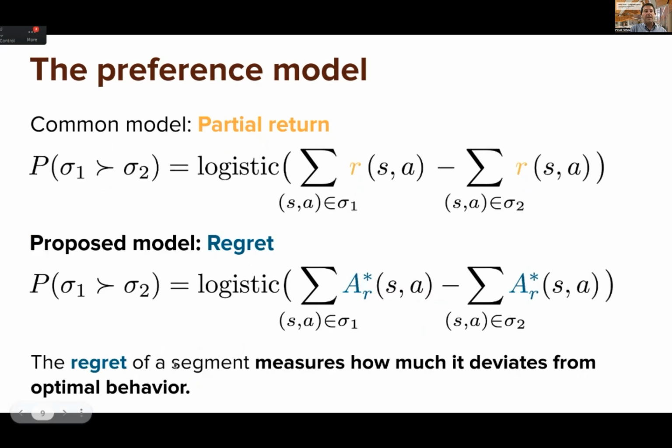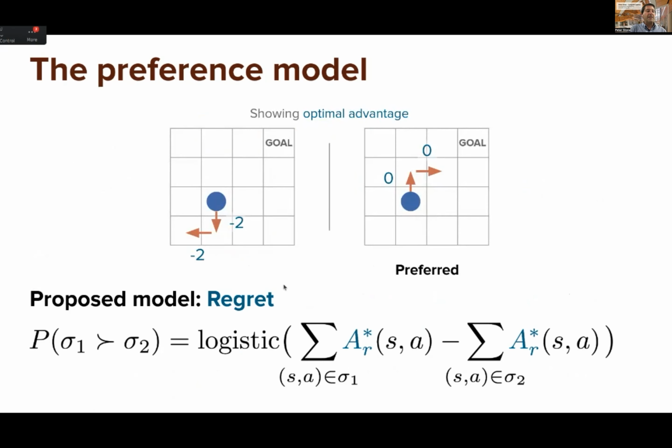And the regret of a segment, we model it as measuring how much it deviates from optimal behavior. So in the same example, you'd be getting -2 for this case, because the optimal behavior is to go towards the goal, and this you'd be getting 0 because you're actually doing optimal behavior. And if we model that's what people are doing when they say which trajectory they prefer, we can get back to something that's closer to their true reward function.